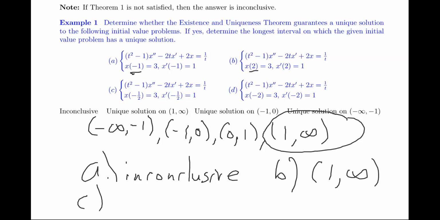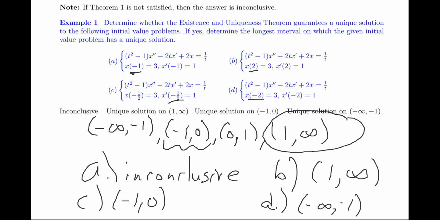For part C, our t naught was negative 1/2. That lies in this interval from negative 1 to 0. So we guarantee a unique solution on that interval, and that is the largest interval on which we can guarantee that unique solution. And then finally, for part D, our t naught is negative 2. So this lies in the interval negative infinity to negative 1. And that is our solution to this problem.